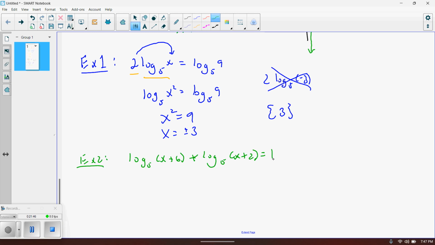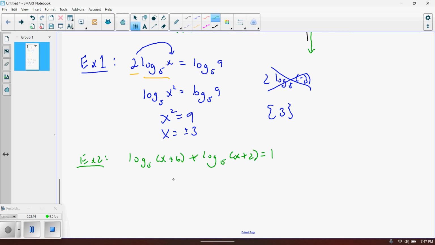Yes, we could move one of the logs to the other side, but the 1 itself is not written in log form, which obviously we could do, but we're not going to worry about that. We're going to use one of our other properties of logs, which is a condensing property. So when you have two logs with the same base being added together, again, this is just like properties of exponents, what we're going to do is we're going to multiply the arguments together.